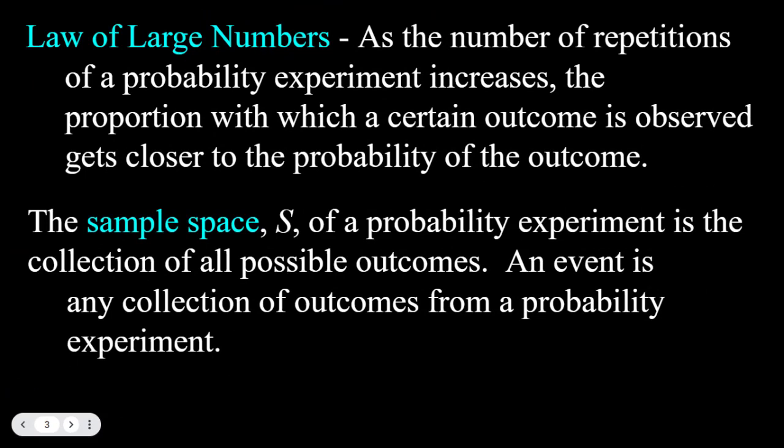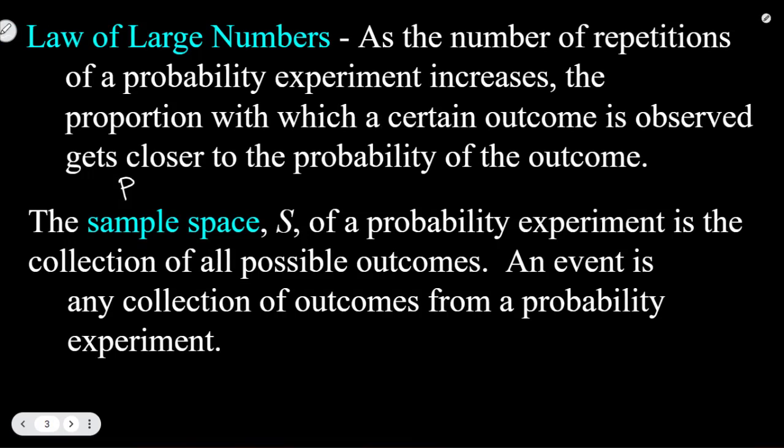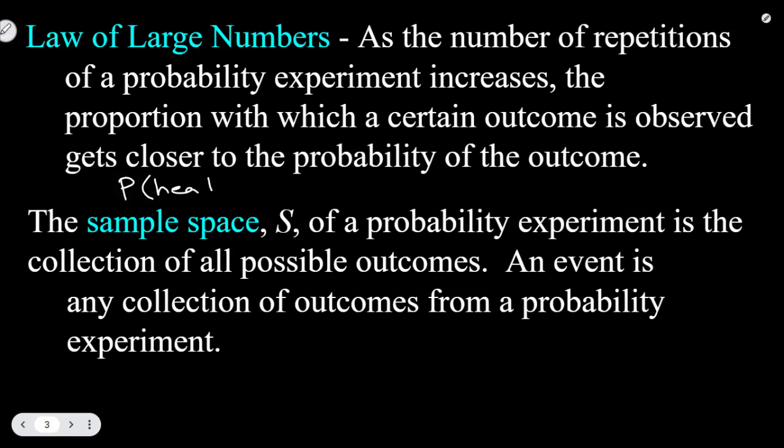A very important law that we talk about is the law of large numbers, and this says as the number of repetitions of a probability experiment increases, the proportion with which a certain outcome is observed gets closer to the probability of that outcome. For example, if we flip a coin, let's say we're talking about the probability of getting heads. Well, we've dealt with coins enough that we know the probability of getting heads would be 50% or 0.5, or 1 out of 2.